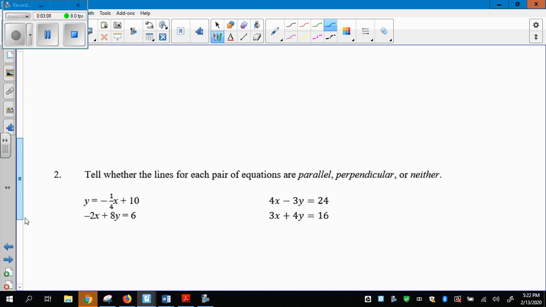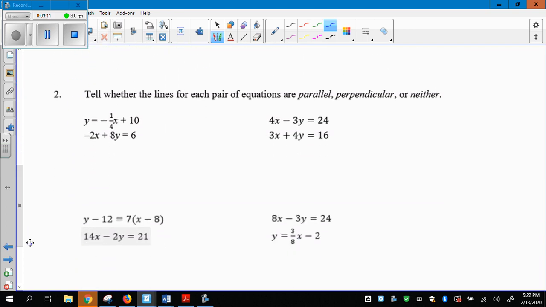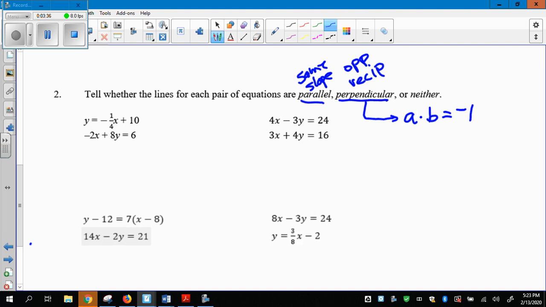Okay? And on the next one here, we just have to figure out whether these are parallel, which would mean they have the same slope. Perpendicular would mean they have opposite reciprocal slopes. And remember, the way you tell if two numbers are opposite reciprocals is you take those two numbers, multiply them together, and they would equal -1. So that's the way you see if they're perpendicular, or neither. So if they don't have the same slope or opposite reciprocal slopes, then the lines are neither parallel nor perpendicular.